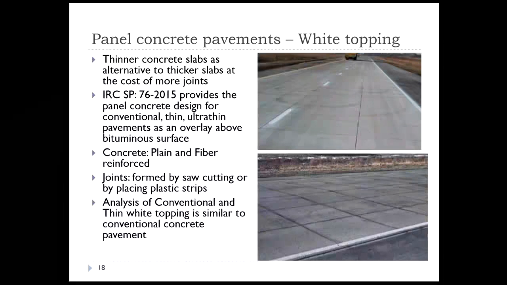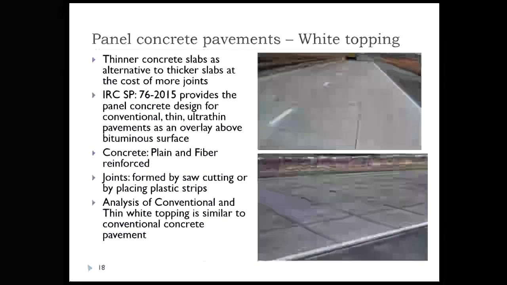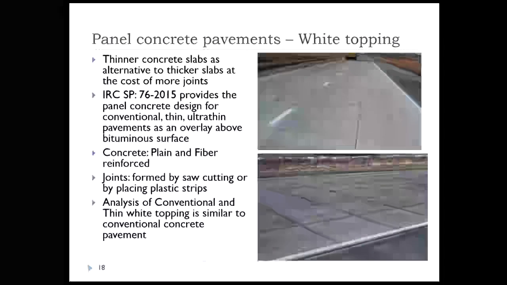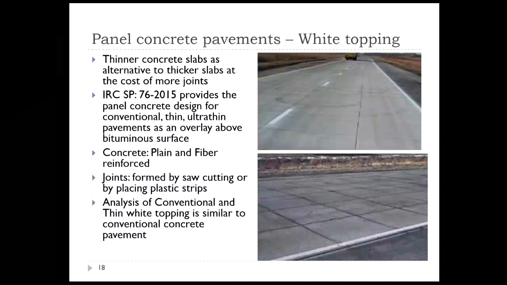Now, IRC SP 76 2015 provides three types of white topping: conventional white topping, thin white topping, and ultra thin white topping. Out of these, we find conventional white topping and thin white toppings being adopted in India. This kind of white topping can be adopted when our bituminous surface is not significantly damaged.